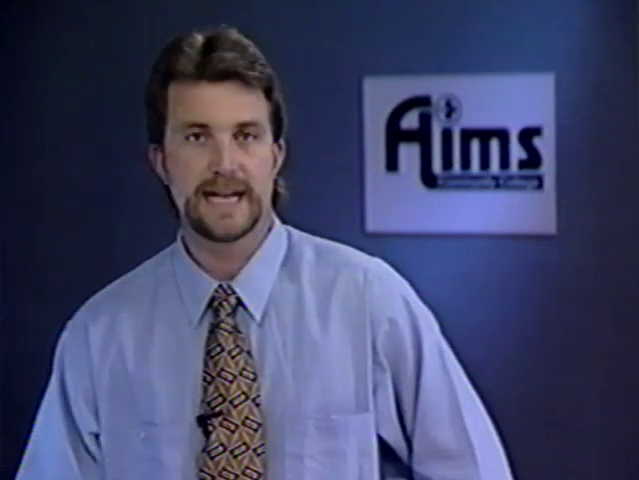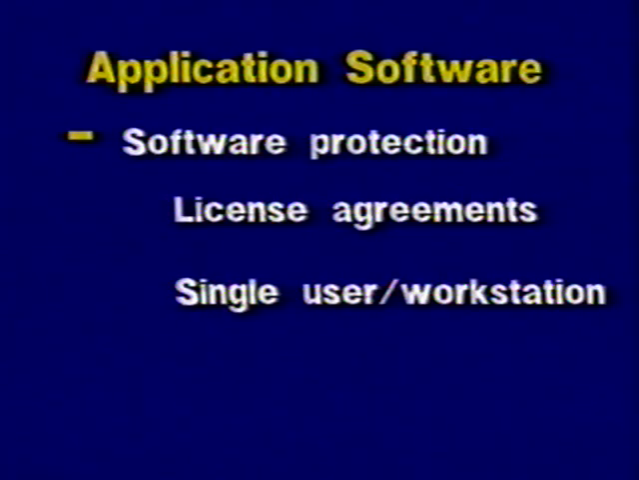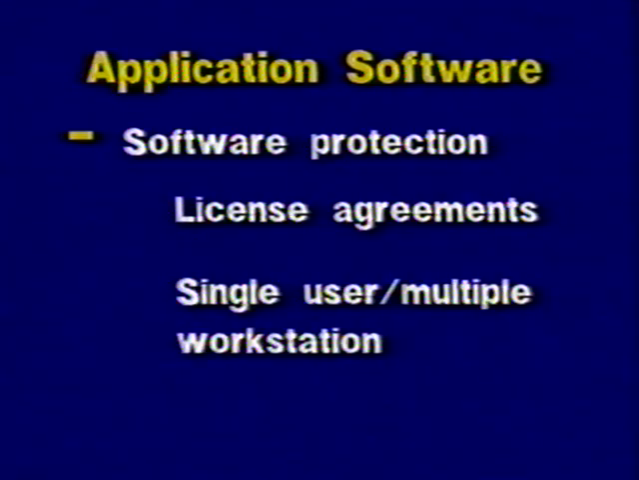Let's talk a little bit about license agreements now. Several types of license agreements. There's a single user per workstation agreement, which is probably the most common type of agreement. What this means is that the software can be installed on one workstation, and only one user can use it at a time. Then there's a single user multiple workstation. The idea of this is that if I purchase the software for me to use, I ought to be able to use it on any particular computer I happen to be working on.